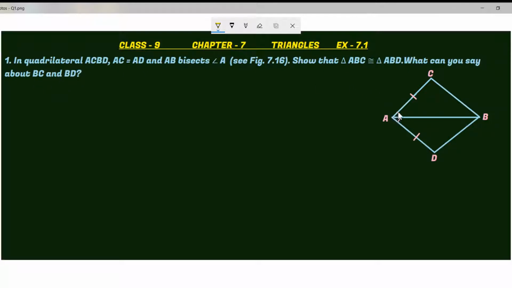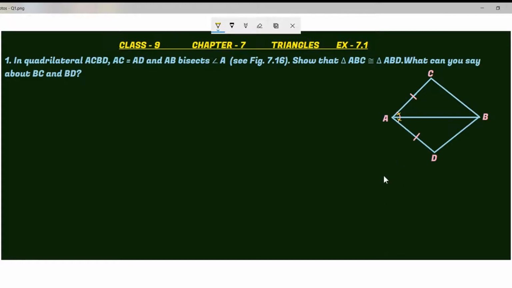Here they have given one quadrilateral ACBD. In that, side AC is equal to side AD. So these two are equal to each other. Then angle A is bisected by the line. This is the bisector of angle A. If AB is the bisector of angle A, it means both the angles are equal.